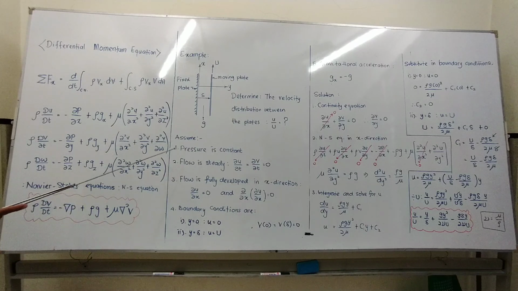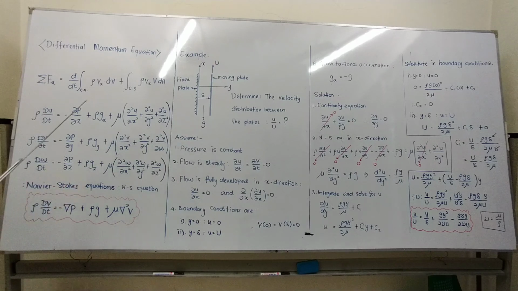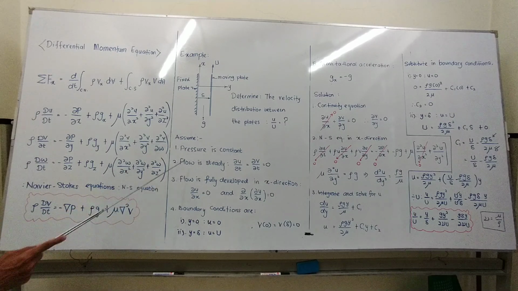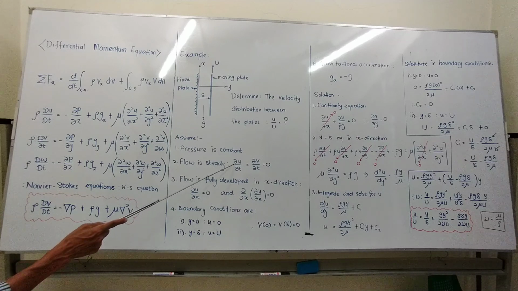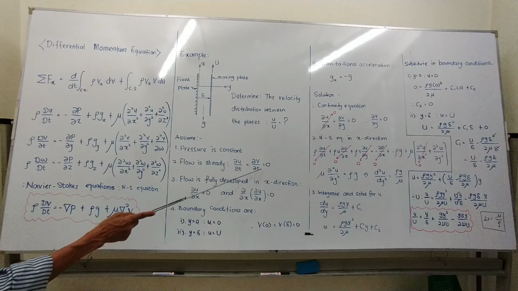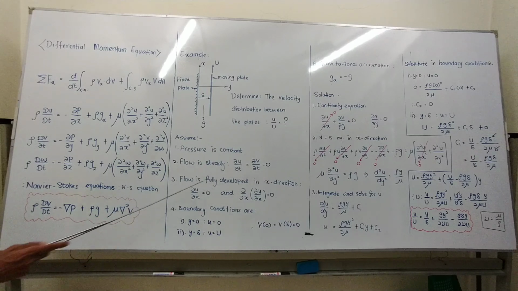First assumption: in this case we can assume pressure is constant. That means no pressure difference or pressure drop, so P is constant. The second assumption is that the flow is steady, so du over dt equals dv over dt equals 0. The velocity does not change with respect to time.